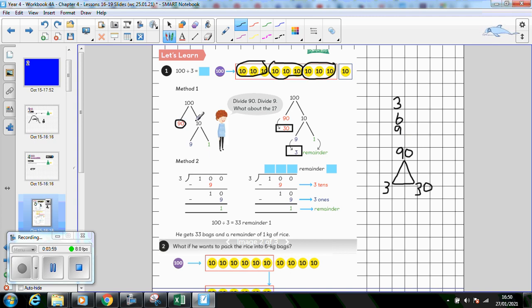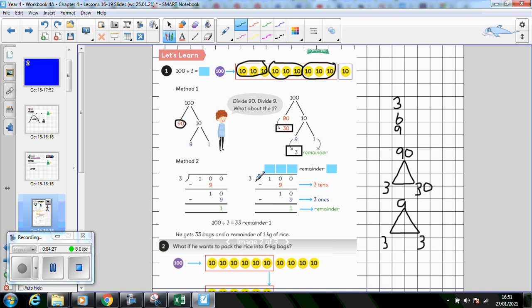And then we've got this 10 left over, this 10 here. Well, we know that 3 times 3 equals 9. And that will leave us with a remainder of 1. We can look at that with this expanded bus stop method here.